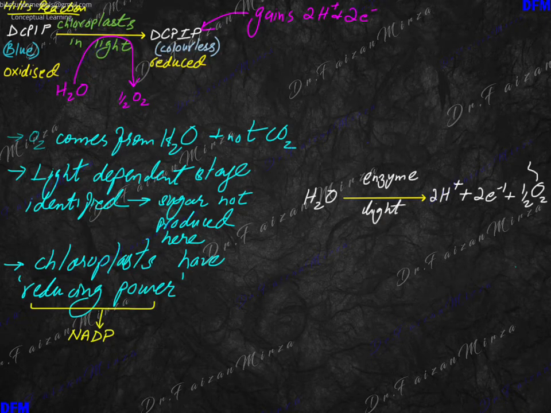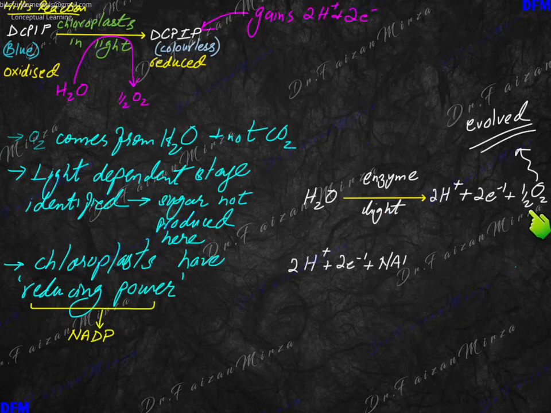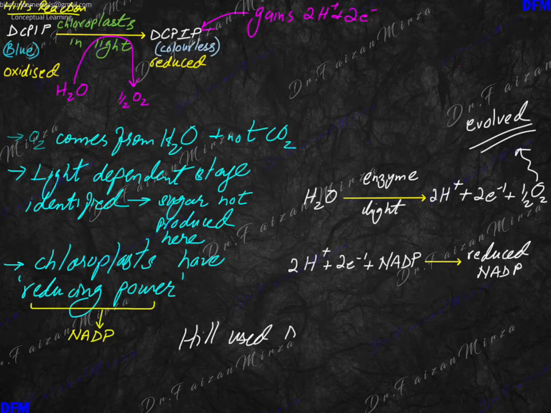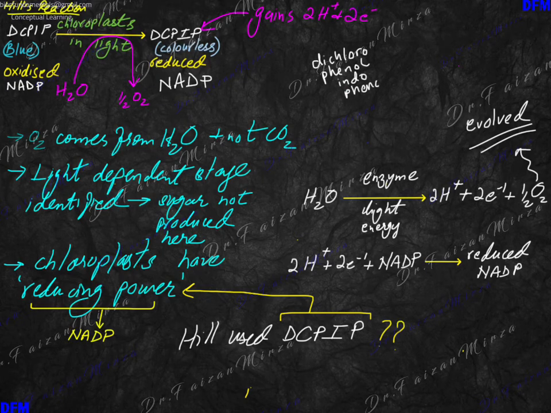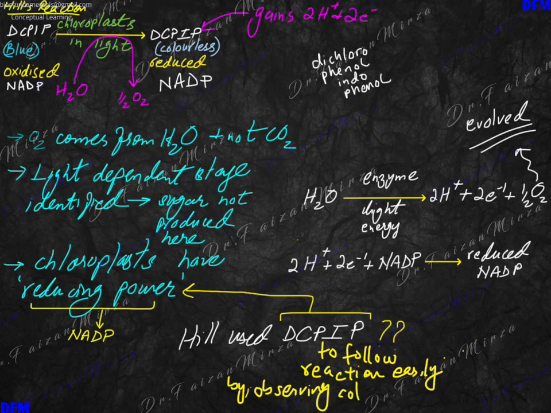Water, in the presence of an enzyme and light energy, turns into 2H plus, 2 electrons, and half an oxygen molecule, and this is released. This is the photolysis of water. So we know that these 2H plus ions are the ones that get added to NADP together with 2 electrons, and NADP gets reduced. Robert Hill actually used DCPIP just to follow the reaction, because what NADP does in a chloroplast in a leaf in the presence of light energy is the same thing DCPIP did in the experiment conducted by Robert Hill.